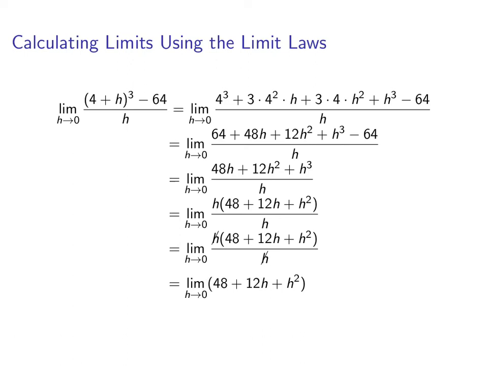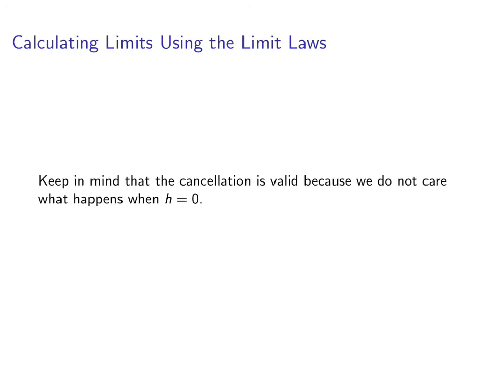So now we get the limit as h approaches 0 of 48 plus 12h plus h squared. And here is a case where we can use the direct substitution property and just plug in h equals 0, and we get our answer of 48. And keep in mind, again, that the cancellation we did is valid because we do not care what happens when h is equal to 0. Okay, that's all for now.